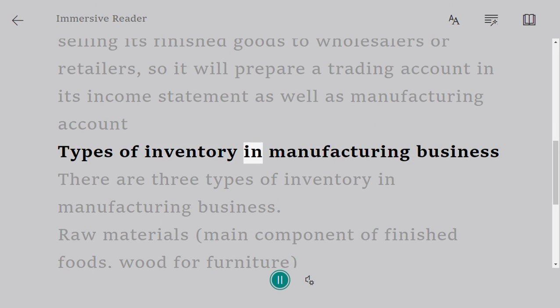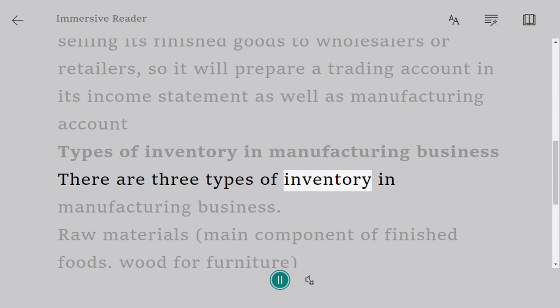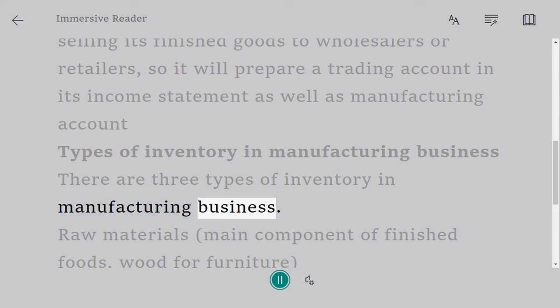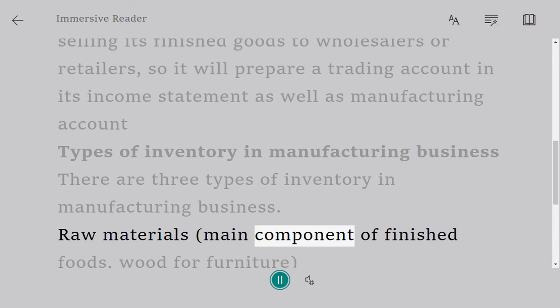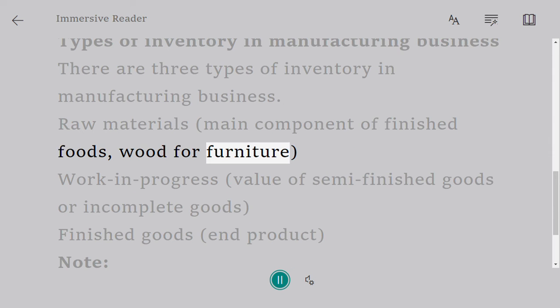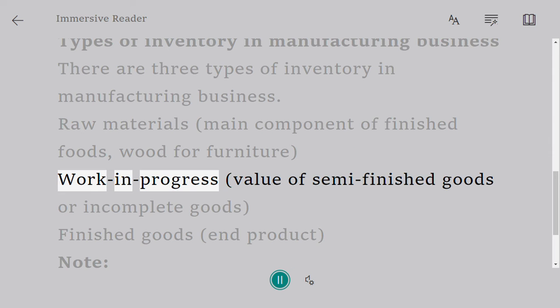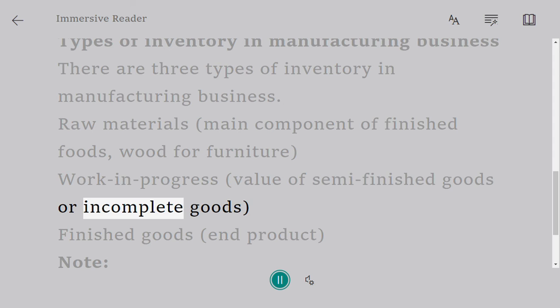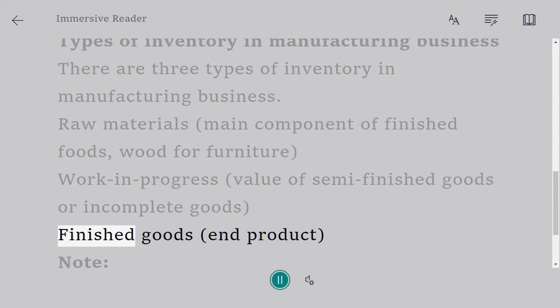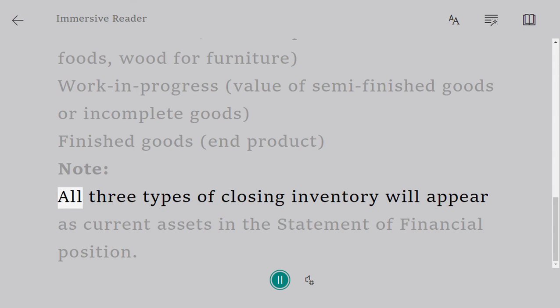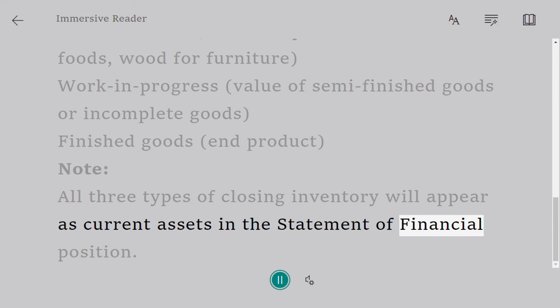Types of inventory in a manufacturing business. There are 3 types of inventory in a manufacturing business. Raw materials: the main component of finished goods, e.g. wood for furniture. Work in progress: the value of semi-finished or incomplete goods. Finished goods: the end product. Note: all 3 types of closing inventory will appear as current assets in the statement of financial position.